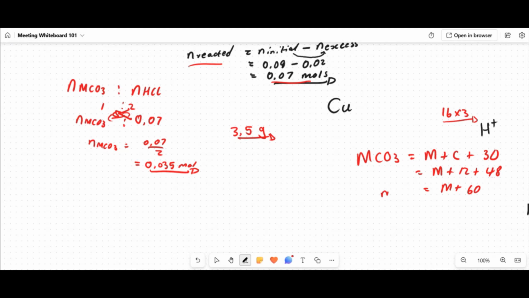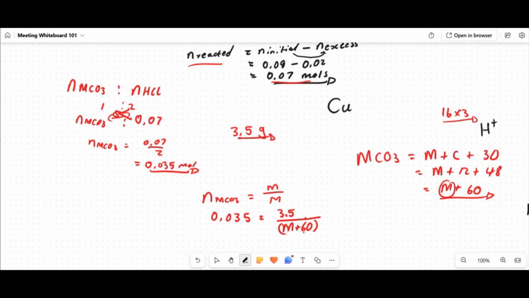So M plus 60 is the molar mass of the metal carbonate that you have. But you need the metal itself, or what metal is it? So I'm going to say n(MCO3) is equal to mass over molar mass, right there. What is the number of moles? It is 0.035. It's equal to 3.5 divided by M plus 60. This is what you have, M plus 60.